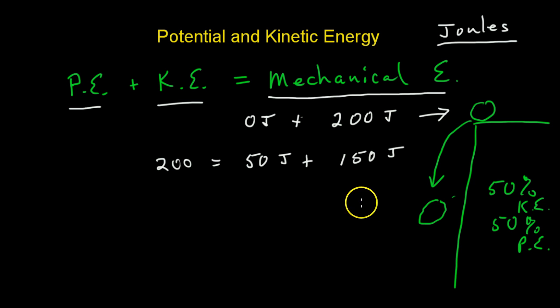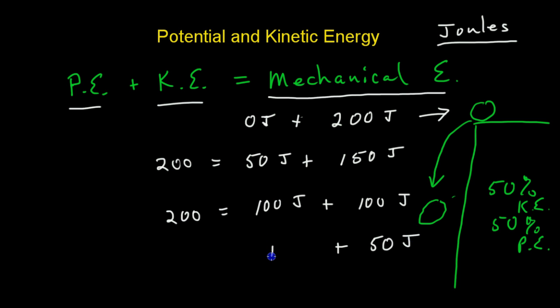Okay, as it falls, let's say it gets halfway, and so it's going to have 100 joules of potential, and then 100 joules of kinetic, still equal to 200. As it falls even further, maybe it has 50 joules of potential and 150 joules of kinetic, but still it's going to equal 200 joules. Joules, don't forget your units, joules.